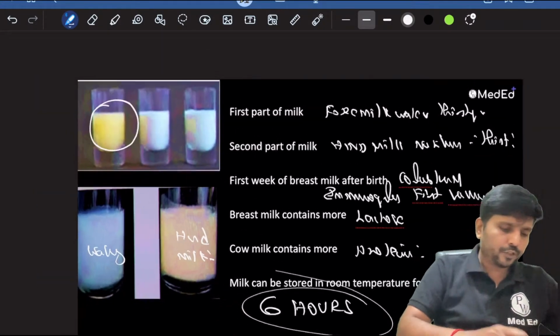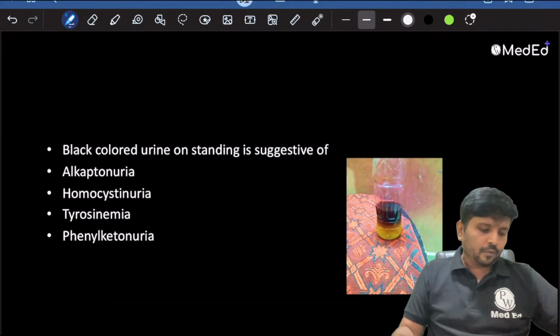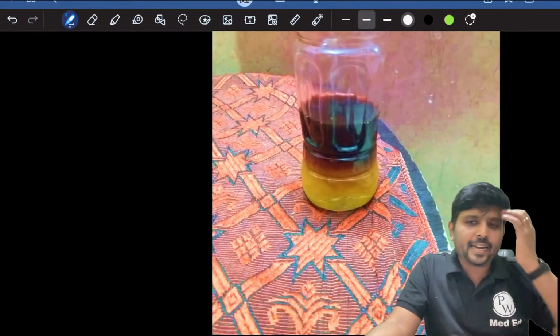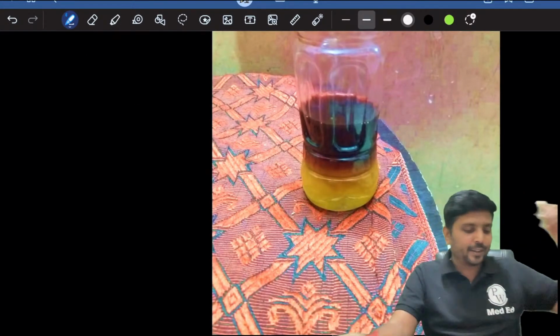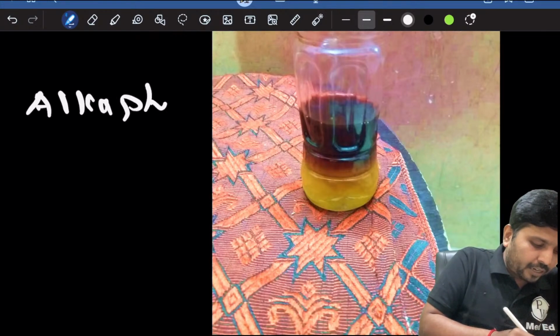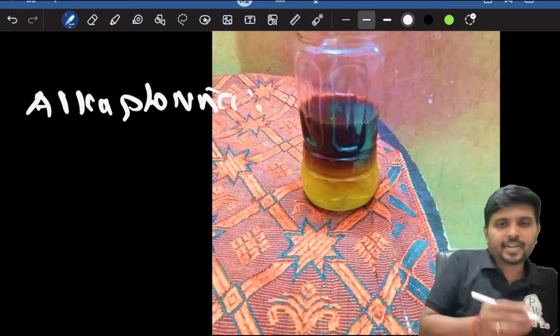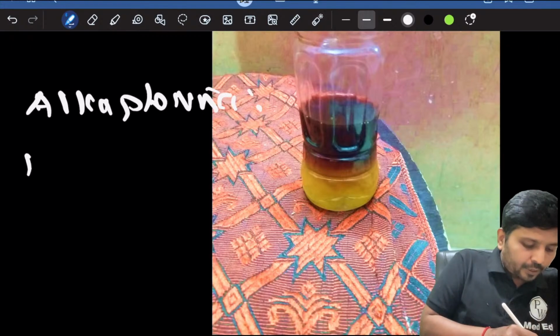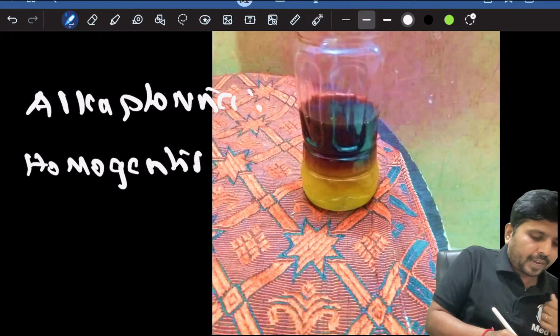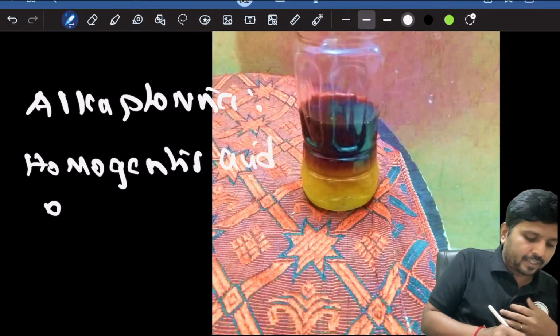Okay, right. What is this? Black colored urine on standing. Yes, alkaptonuria. Black colored urine on standing. Alkaptonuria is due to deficiency of homogentisic acid oxidase.